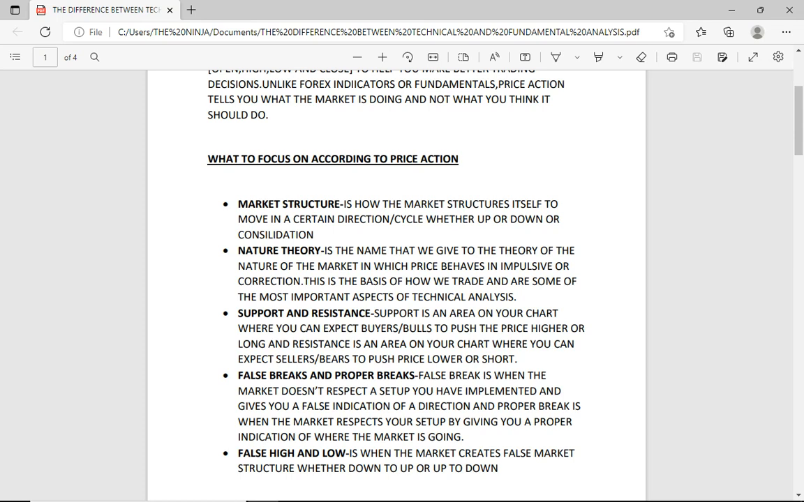Nature theory is the name that we give to the theory of the nature of the market, in which price behaves in impulsive or corrective moves. This is the basis of how we trade and is one of the most important aspects of technical analysis. So basically, what do they mean here?